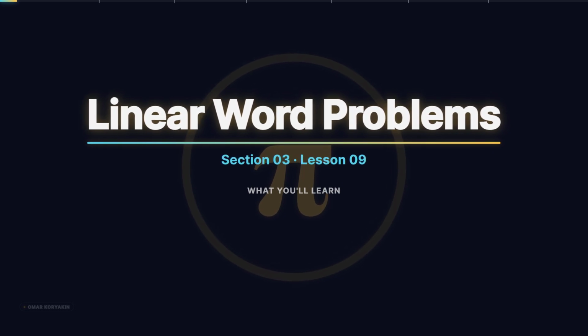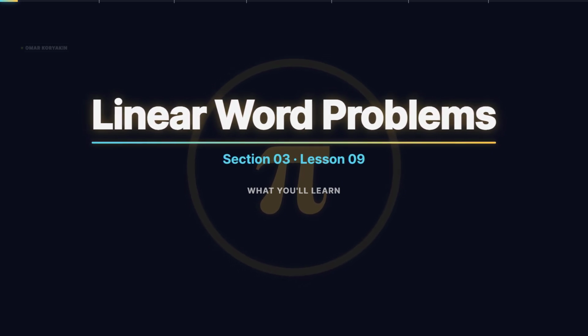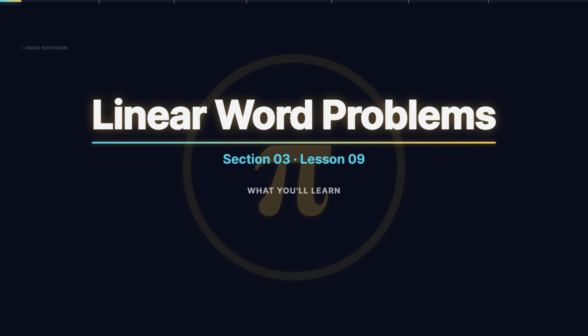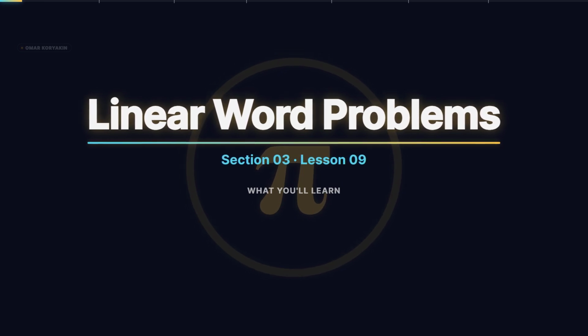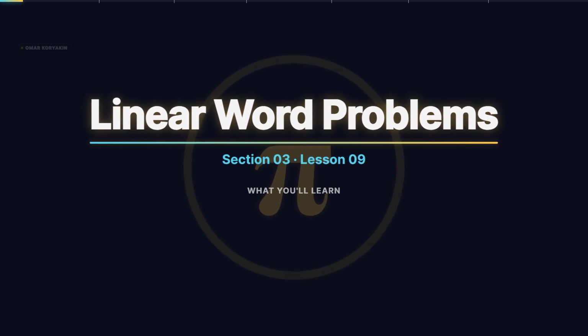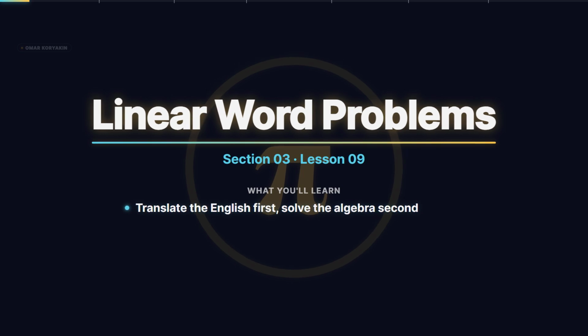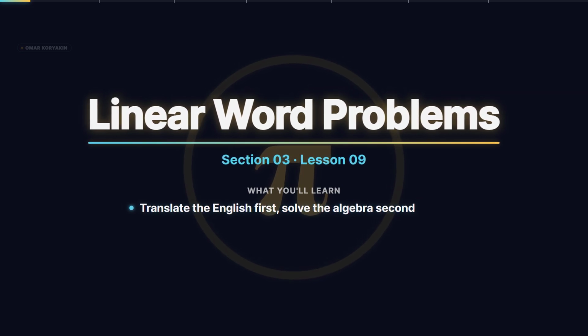Word problems are the natural completion of the entire Section 3 project and the form of problem you will see most often on standardized tests, in introductory science courses, and in real-world applied work. The lesson is mostly about disciplined workflow rather than any new algebra. The 4-step framework, define, translate, solve, verify, is the universal recipe for every word problem in the rest of the algebra course and well beyond.